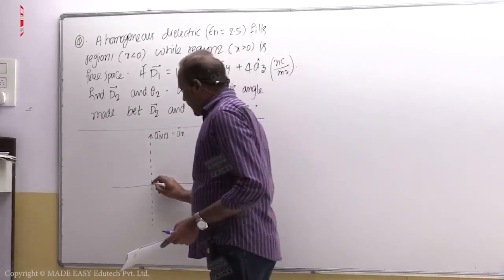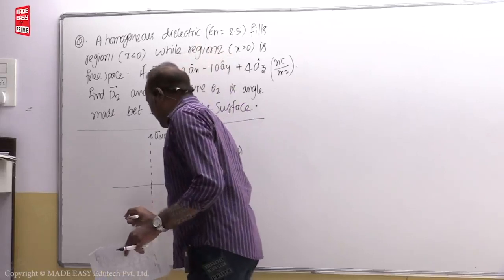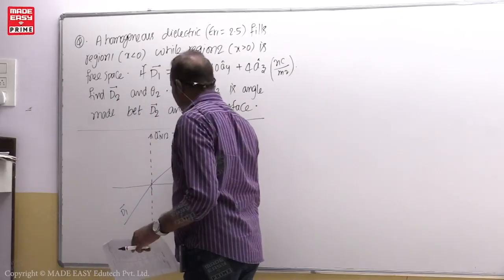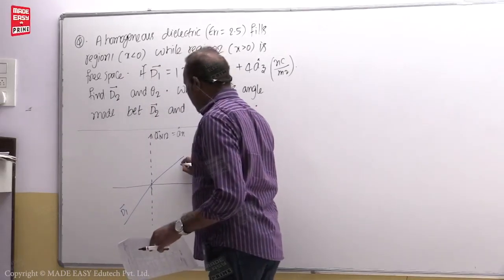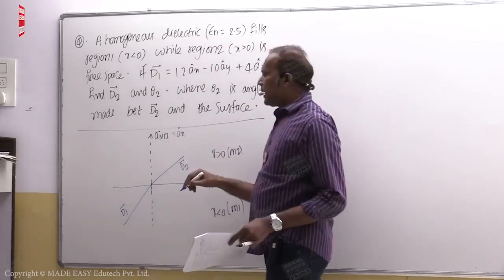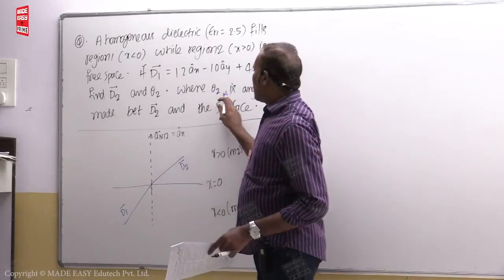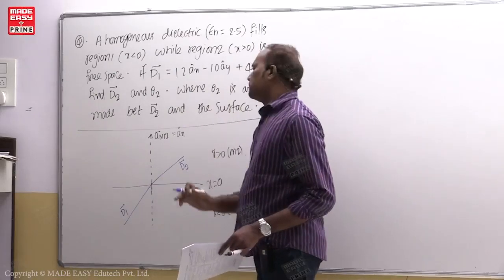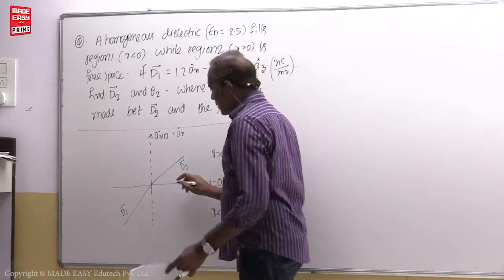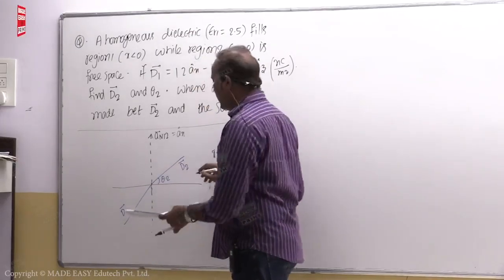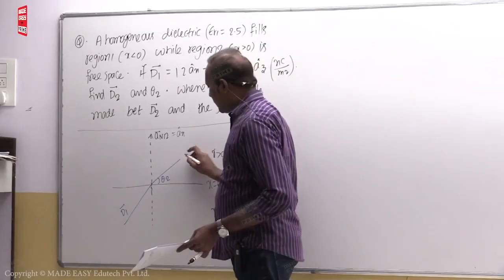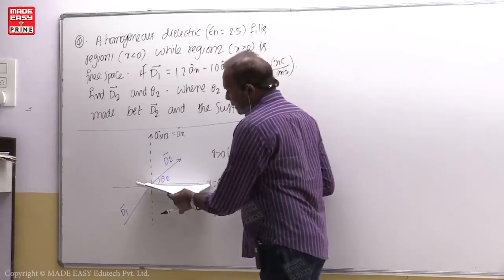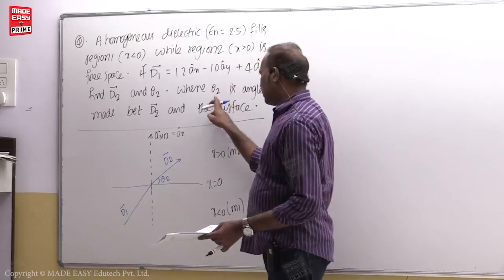Now he himself is saying this is the D1 bar vector, and some D2 bar vector, this is the D2 bar vector. He himself is saying theta 2 is the angle between D2 bar and the surface, that means this boundary surface. So theta 2 is the angle between the D2 bar vector, I will draw the arrow mark here, I am writing here D2 bar vector, and the surface, making the angle theta 2.